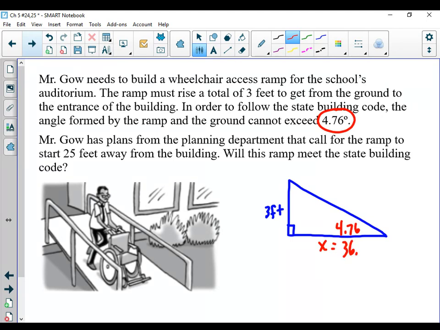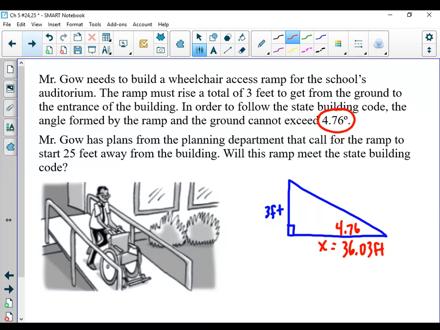Everybody else gets the same thing, roughly 36 feet? Yeah. All right, now answer the question, are they within code? Well, he put it at 25 feet. It was supposed to be at 36 feet. So was he within code? No. Well, it didn't match. Does that mean he's not within code?